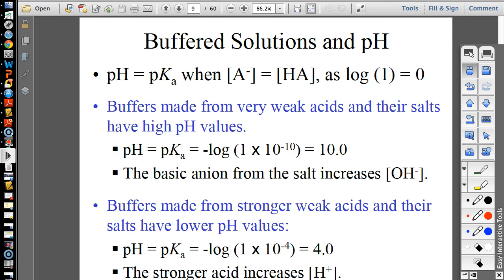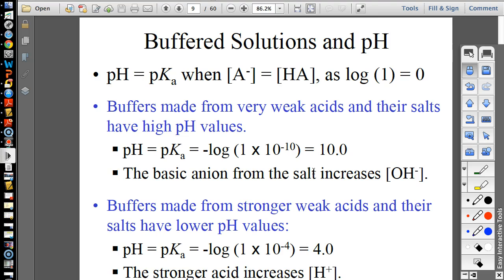So if you have a very weak acid and its Ka value is 1 times 10 to the negative 12, then when we look at the pKa and make them even, we're going to see that the buffer is going to have a very high pH. But you really don't see a whole lot of reactions like that. It's pretty common to see something around 7, 8, 9.